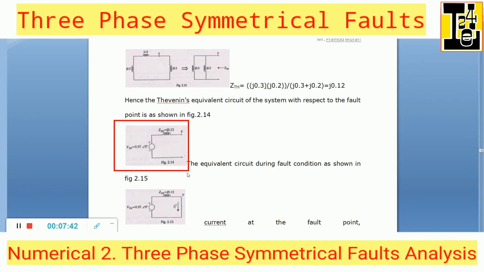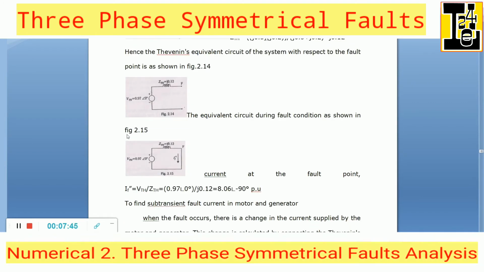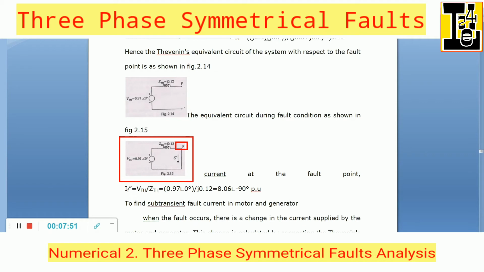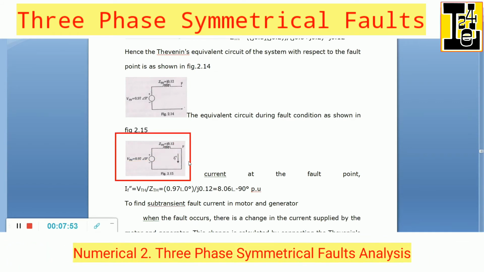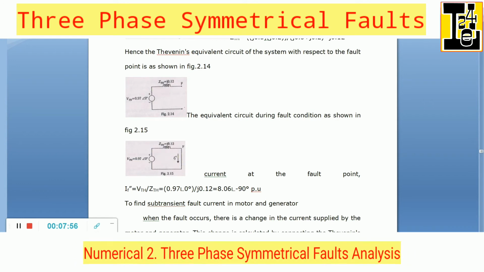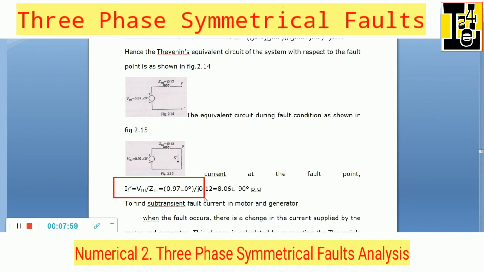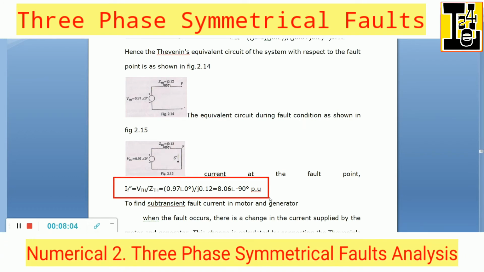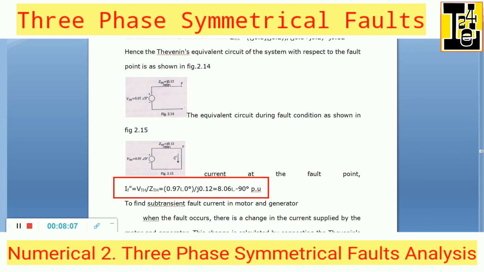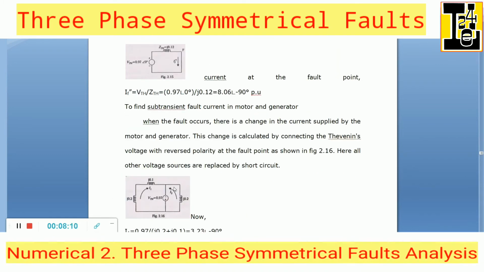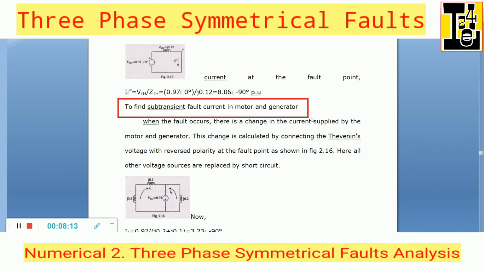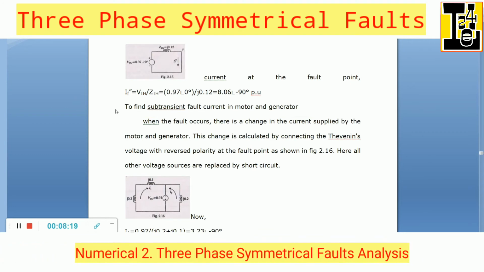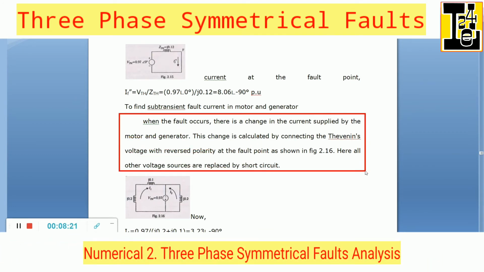The equivalent circuit during the fault condition will be, on short circuiting the point F, here it will look like this during the fault, and hence the current at the fault point will be equals to If double dash is equals to V Thevenin divided by Z Thevenin will be 8.06 at an angle minus 90 degree per unit. Now we need to find the subtransient fault current in motor and generator. When the fault occurs, there is a change in the current supplied by the motor as well as generator.